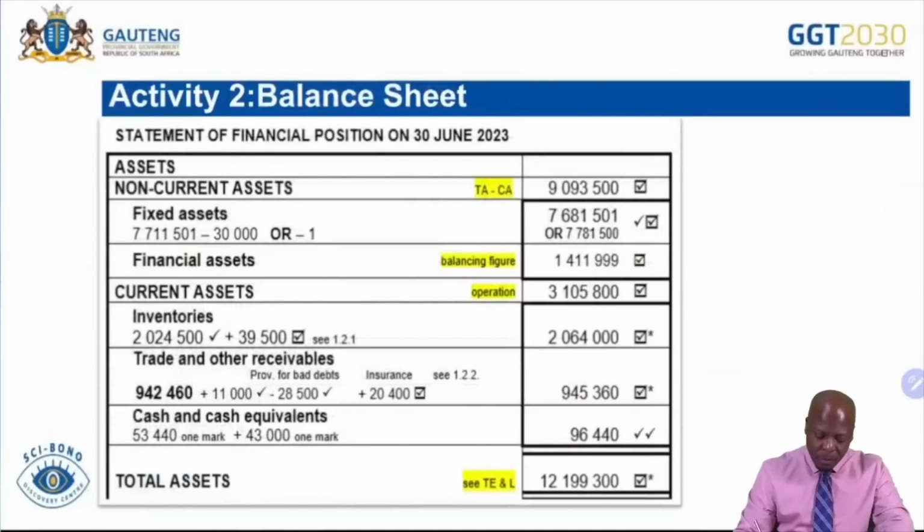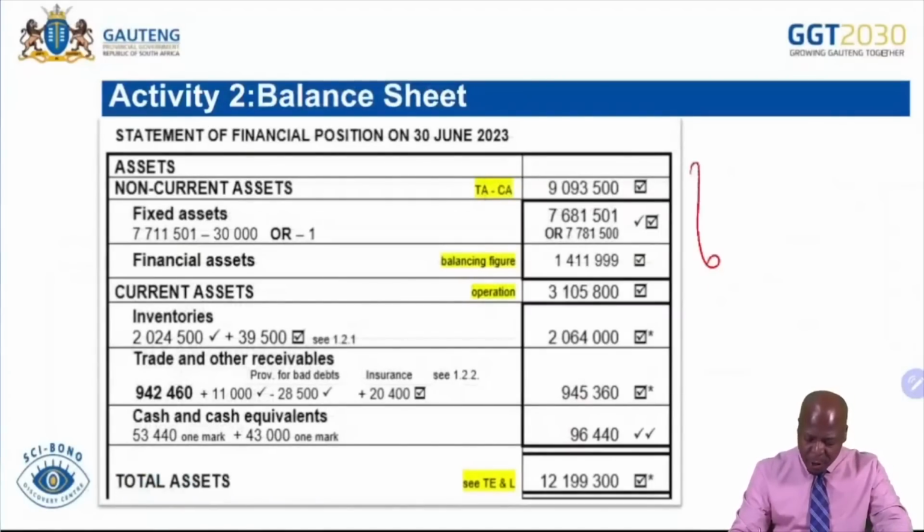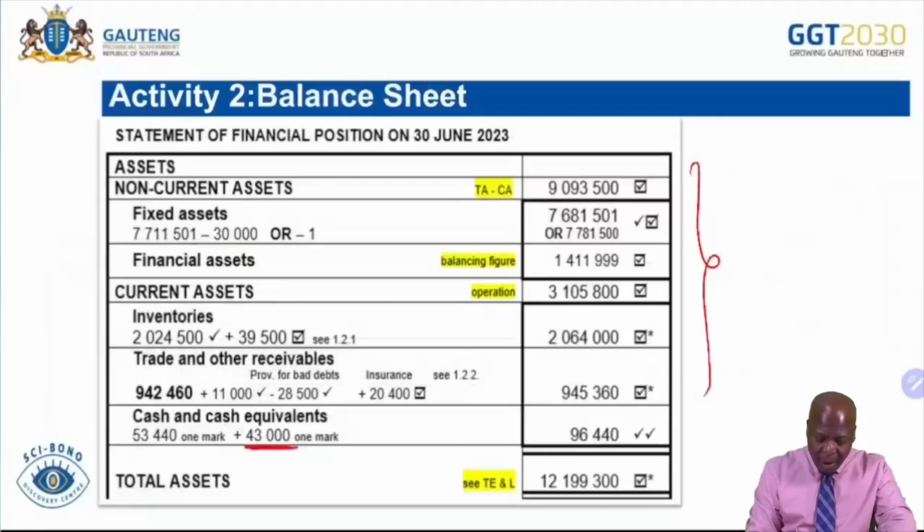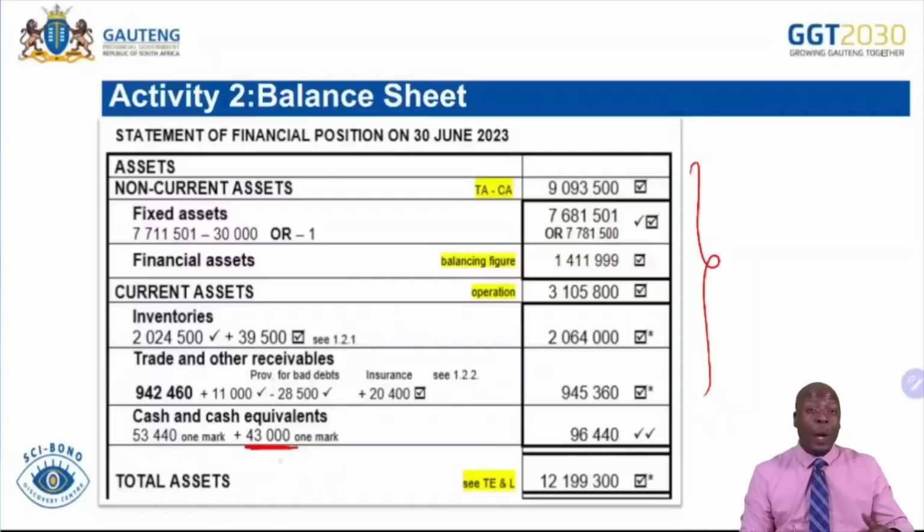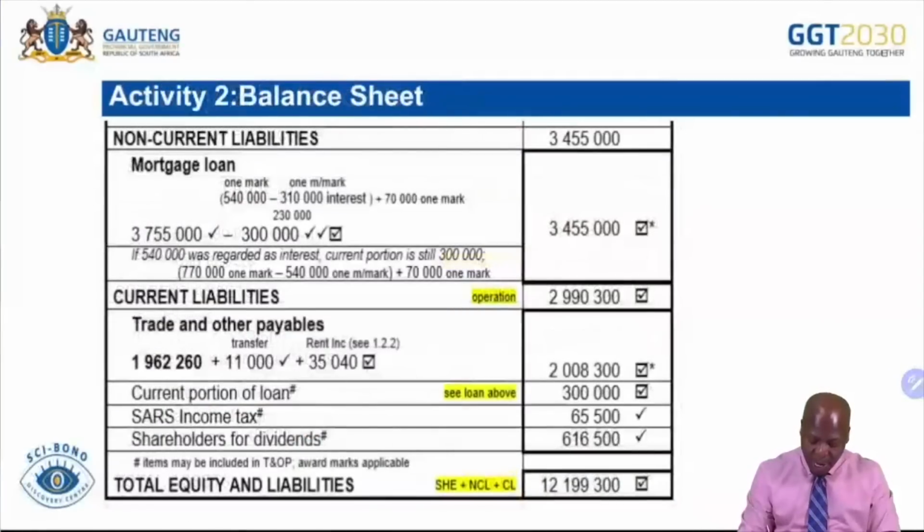And then lastly, this is how the balance sheet is concluded. Remember, this is the 43,000 from the amount of money that we received from the sale of the asset. When we dispose of the vehicle, this is what we received. Remember, whenever you sell, you receive cash, and they told us in the adjustment that we received cash, hence you see that 43,000. And then our question is completed. Now, once you get your total assets, you also get your total equity and liabilities. And this becomes your full balance sheet.